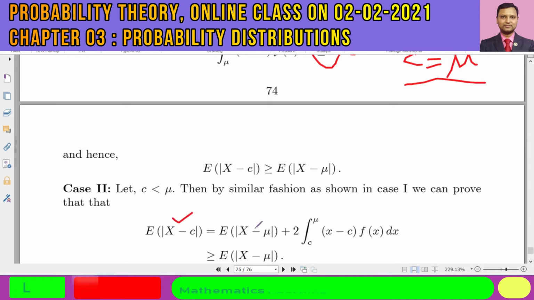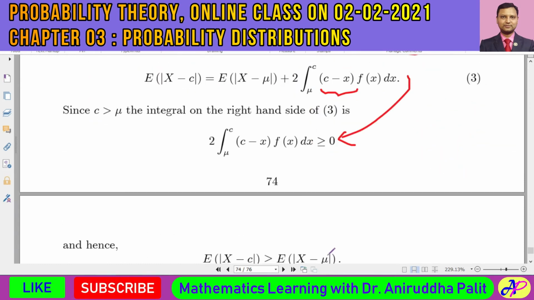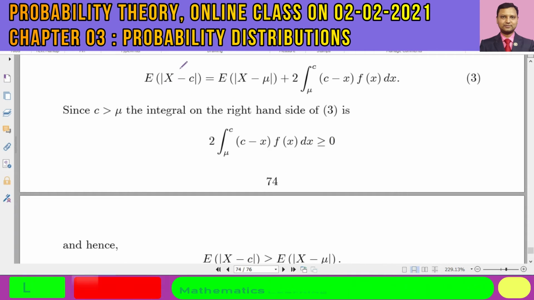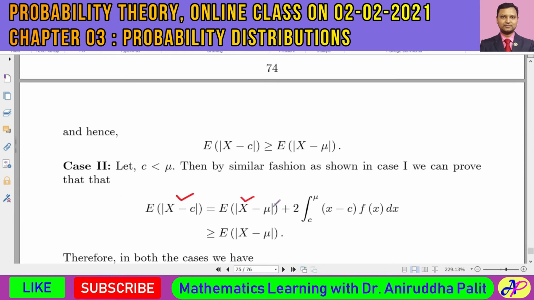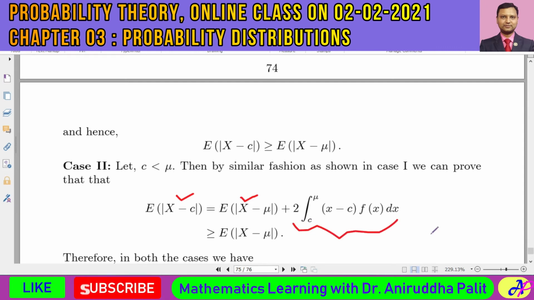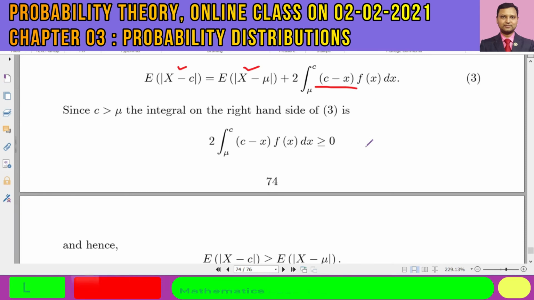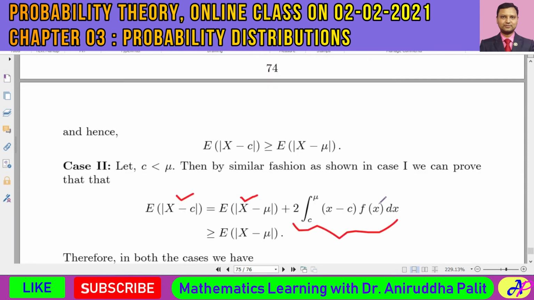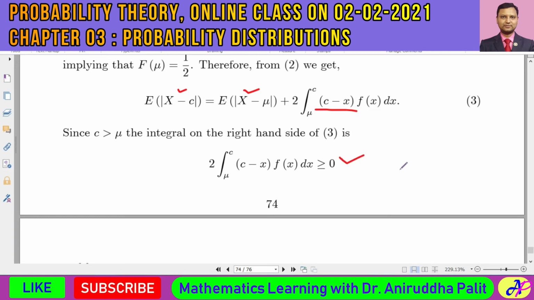The expectation of modulus of x minus c equals the first term, which would be exactly the same. Over here as well, modulus of x minus c is equal to modulus of x minus mu plus one integral. And what kind of integral is this? Just to remember this integral, a similar kind of expression would appear, either c minus x or x minus c. But over here, we need to remember that this integral would ultimately be a non-negative quantity, just similar to the previous case.